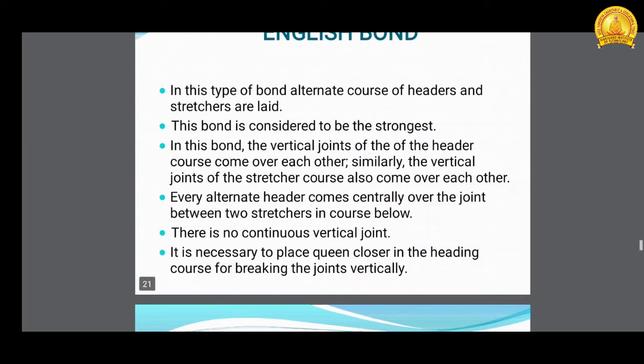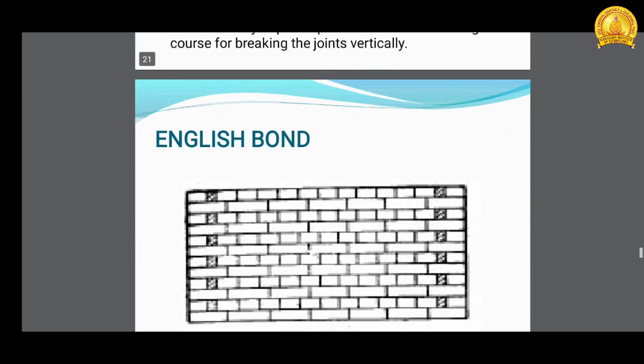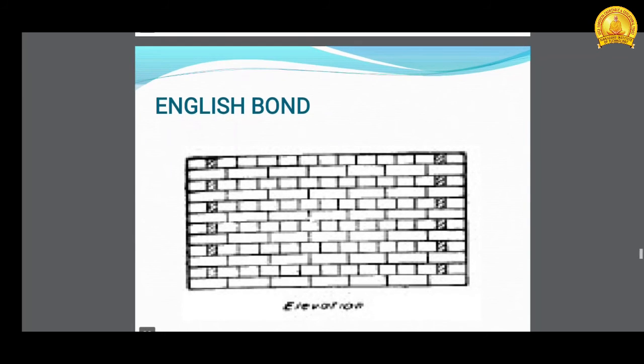It is necessary to place queen closer in the heading course for breaking the joints vertically. And this figure shows English bond. From here we can see there are no vertical joints.